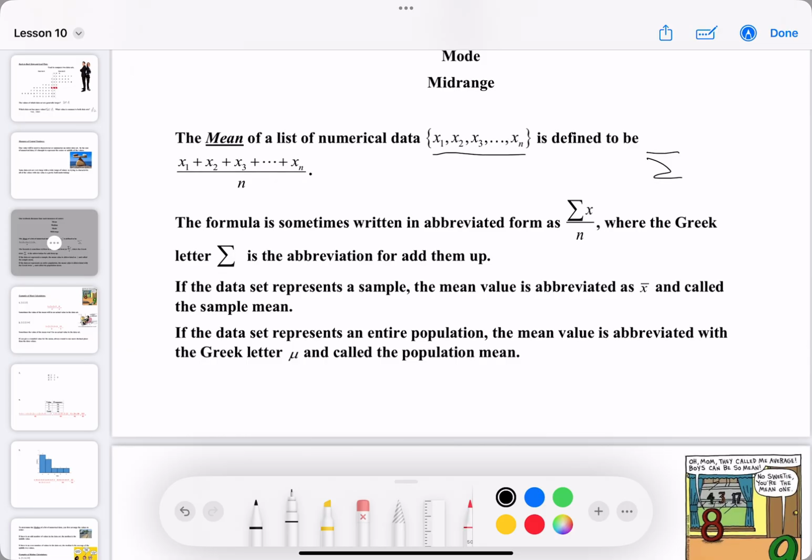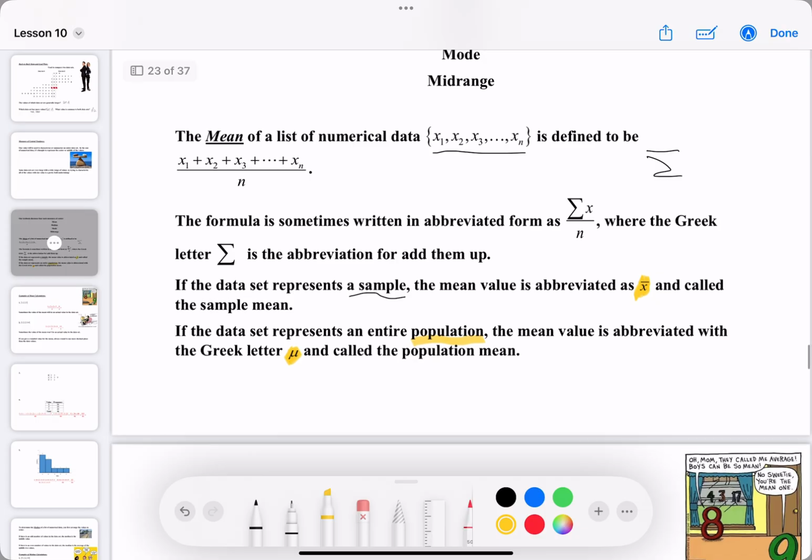If the data set represents a sample, then the mean can be abbreviated as x bar. It is the sample mean. If the data set represents the entire population, then the mean value is mu. It is the population mean. And in most examples in this class, we are talking about x bar, the sample mean.